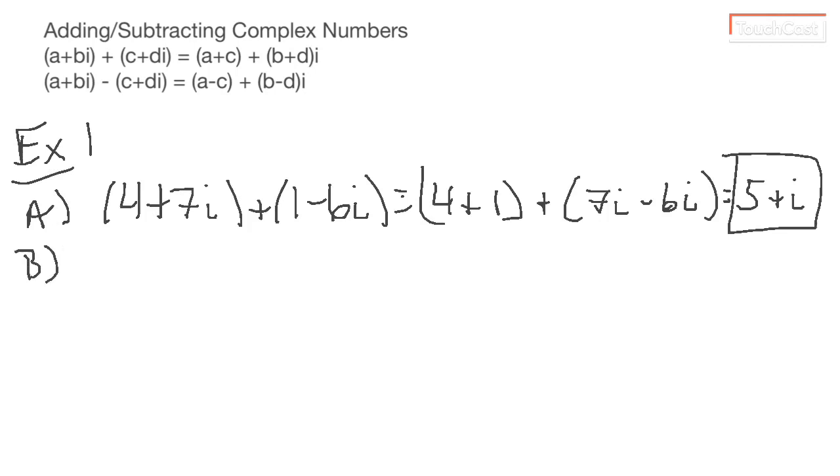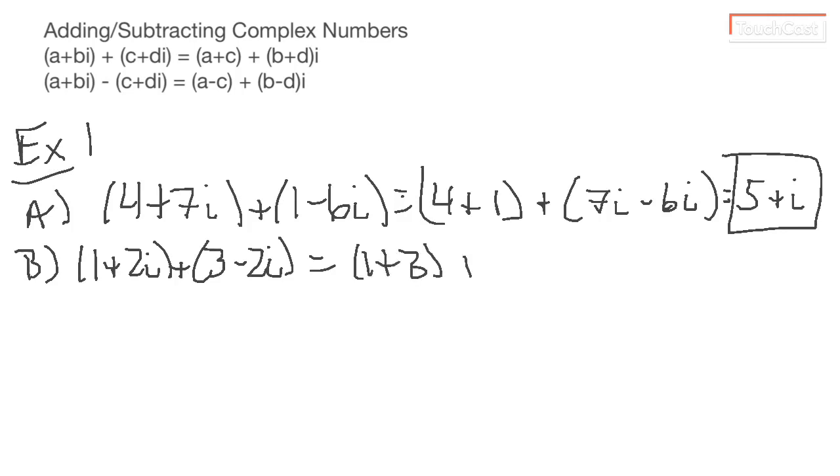Let's look at another one. Let's take 1 plus 2i and add 3 minus 2i. So we're going to go 1 plus 3 and then we're going to add 2i minus 2i. Well, 2i minus 2i is 0 and 1 plus 3 is 4, so we're going to be left with just 4.